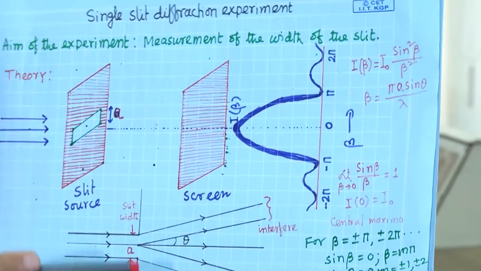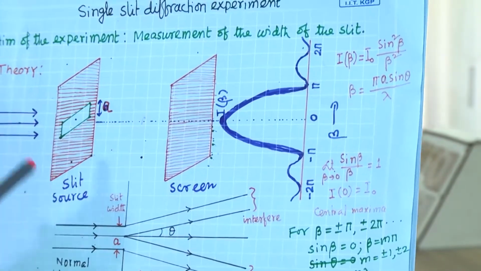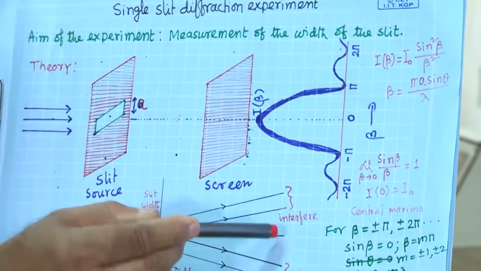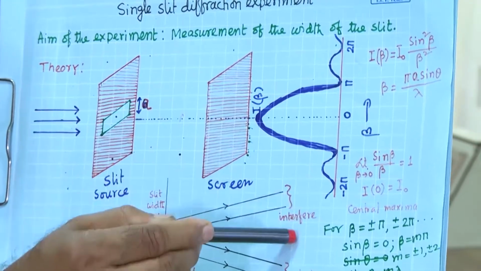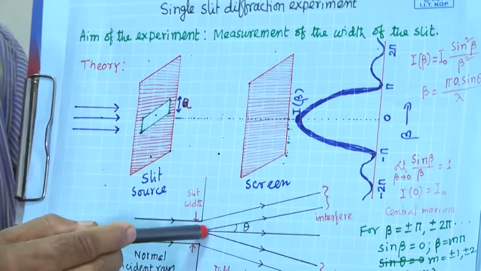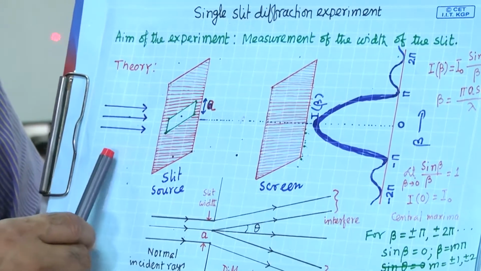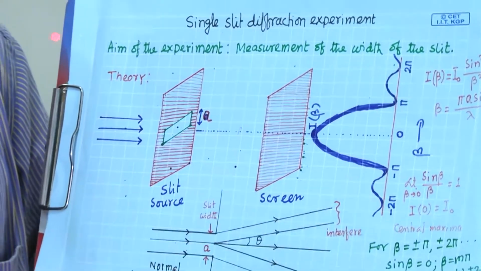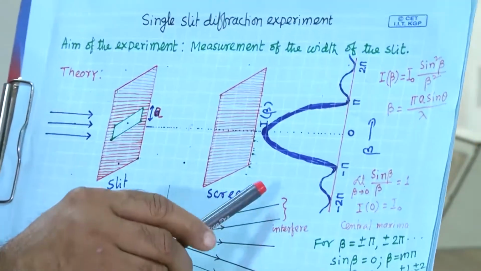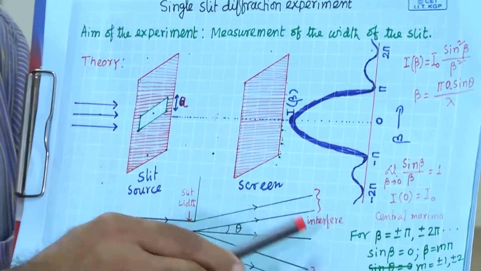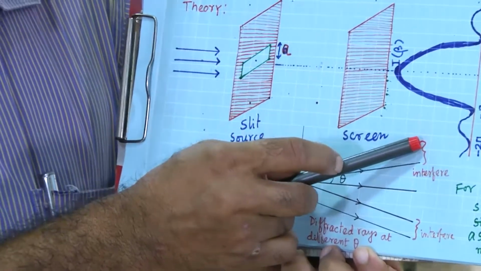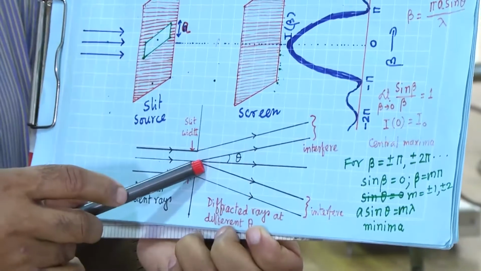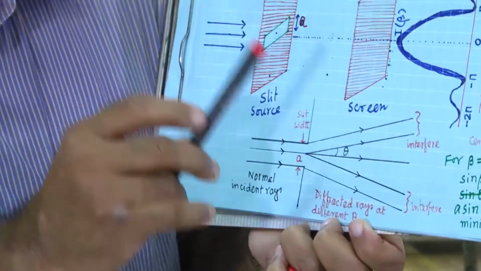So, sin theta for small theta, sin theta is equal to tan theta, which you can write as this distance divided by this distance. So, (x minus x0) divided by D, capital D, that as I told is the distance between the slit and the screen. So this distance from the center, that is x minus x0, divided by the distance between screen and slit, capital D, that will be sin theta.